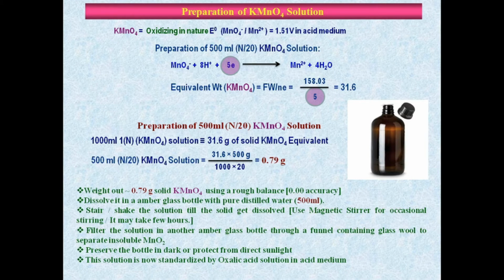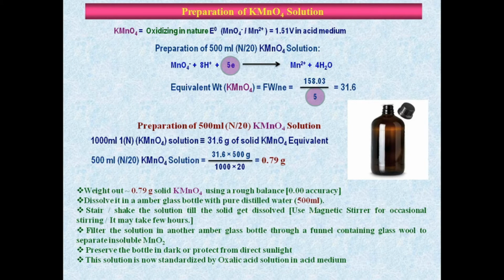Here I would like to mention an interesting fact: we never use filter paper, since filter paper is made of cellulose, that is organic matter, and potassium permanganate oxidizes this organic matter and gets reduced to a different form. So loss of KMnO4 takes place. We have to use glass wool, which does not react with potassium permanganate.